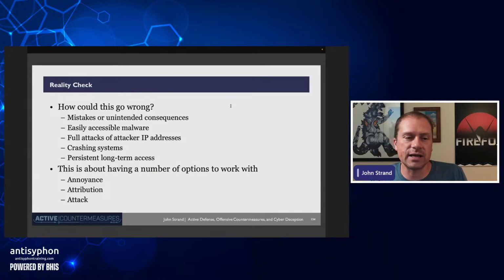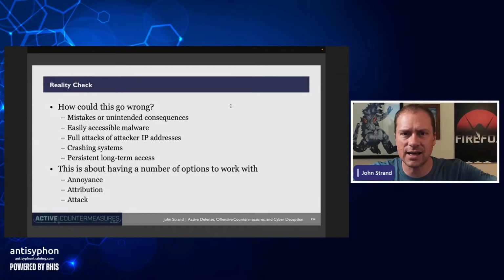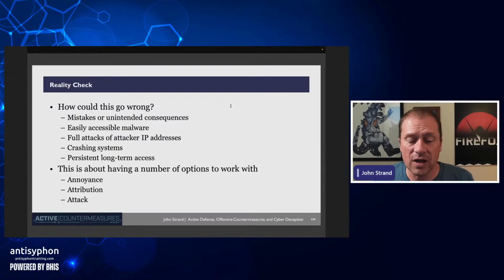So last slide before we get into Ask Me Anything, how can this go wrong? Mistakes or unintended consequences. Number one, easily accessible malware. Don't make your malware super duper easily accessible. Tomorrow, remind me, I'll tell you a story about a customer of ours that made their malware super duper easily accessible for attribution technologies. Full attack on an attacker's IP address, getting into Venom and starting to do Venom level attacks. Don't do that. That's not going to be helpful to you or anybody anywhere. We don't want that to happen.